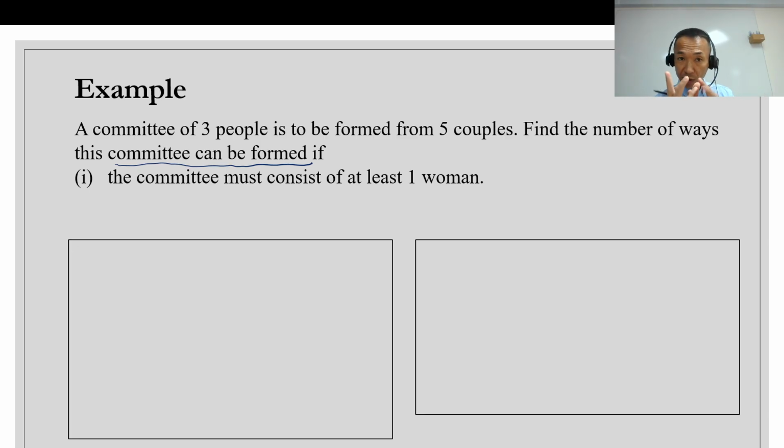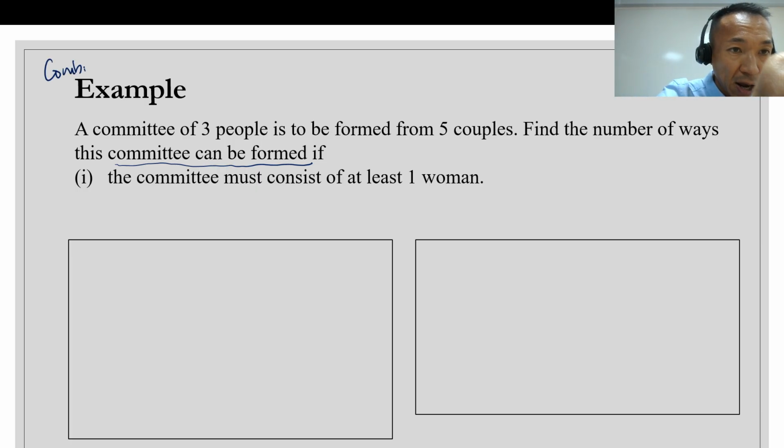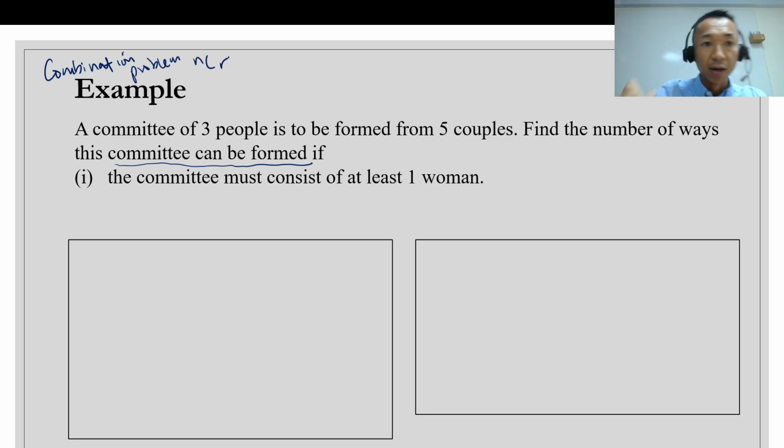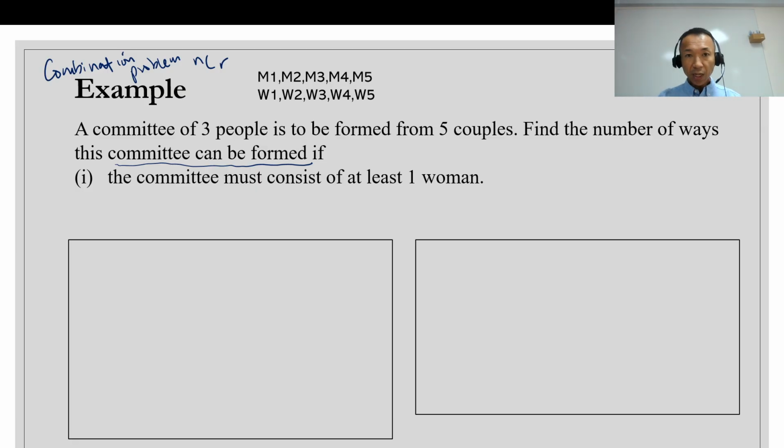So within that 3 people, you're not going to order it. So in your mind, you must know it's a combination problem. So I'm just going to briefly write it down. This is a combination problem, and you are most likely going to use nCr, right? Because when you say there's no order, we are interested in. So I generally like to write something like that, M1 to M5, W1 to W5, so that I can see at one glance how many men, how many women, and there are 10 people out there.